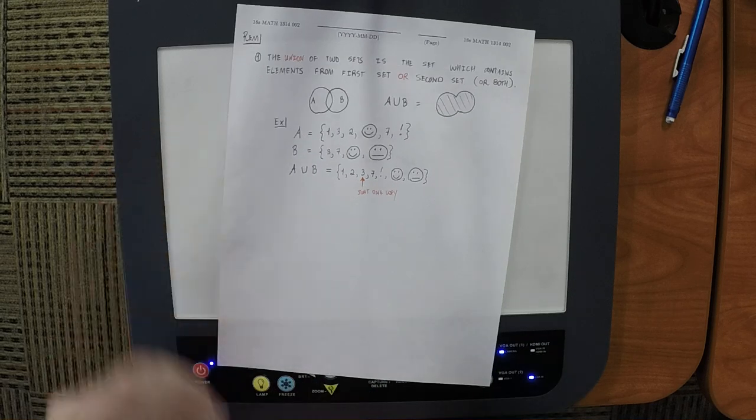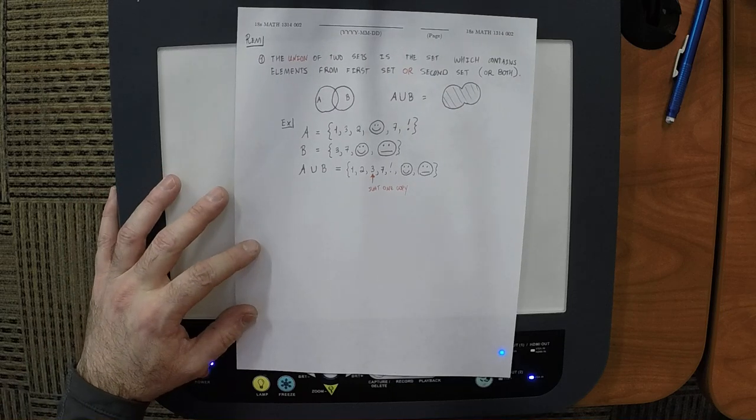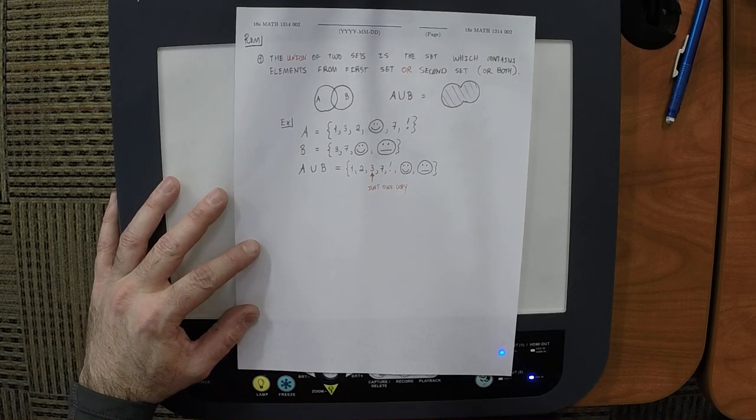Good. Any question about this? The orderedness of the elements in the sets is not significant. You could write them in any order that you like. What is the counterpart to union? Intersection.